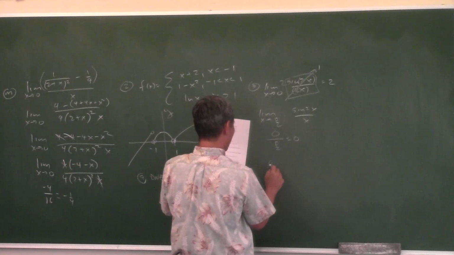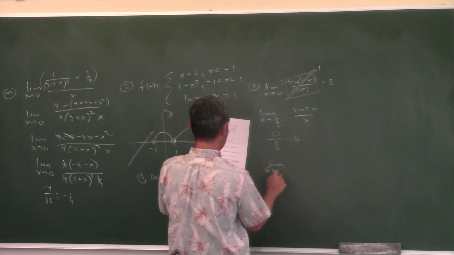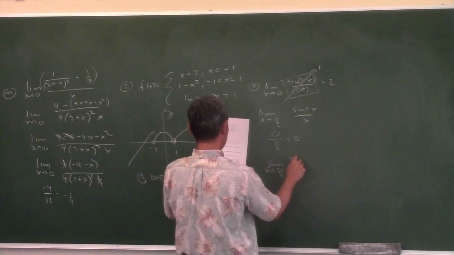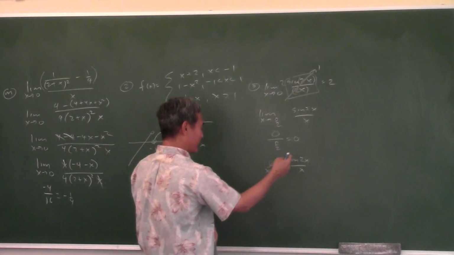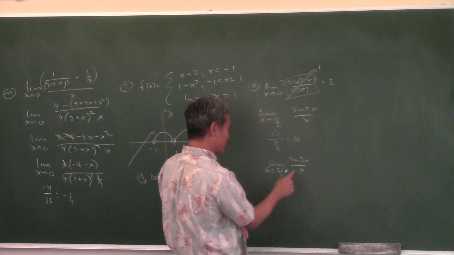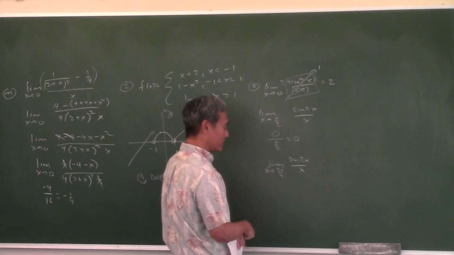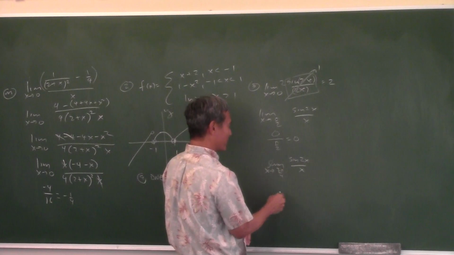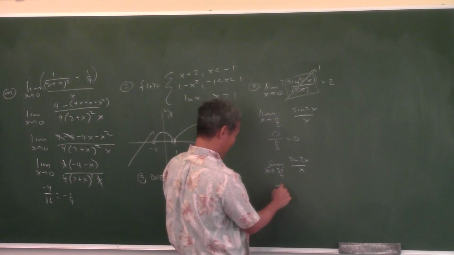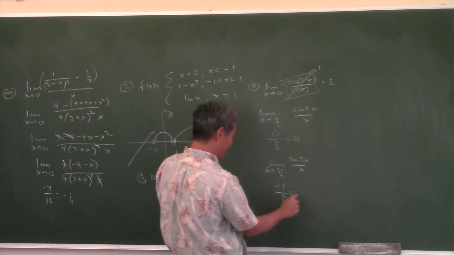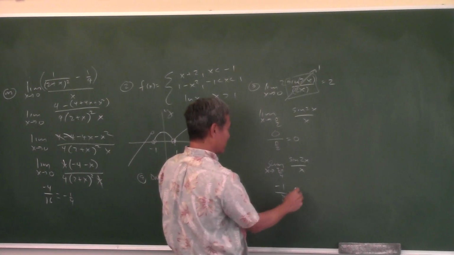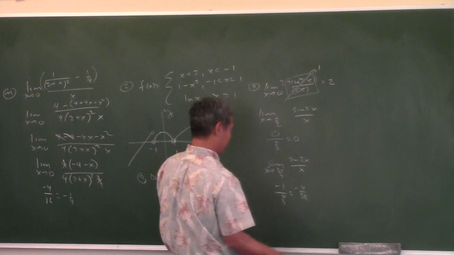Okay, next one. What is the limit as x approaches 3 pi over 4 of sine 2x over x? Well, plug in 3 pi over 4, and what do you get? What's 2 times 3 pi over 4? 3 pi over 2. And sine of 3 pi over 2? Negative 1 over 3 pi over 4. So that's the answer, but then you simplify it. Negative 4 over 3 pi.